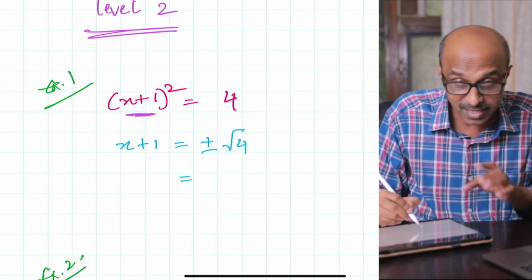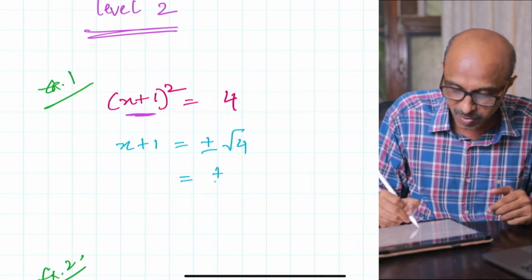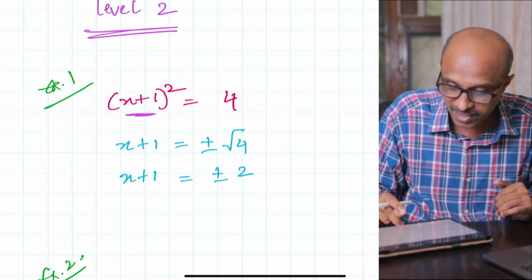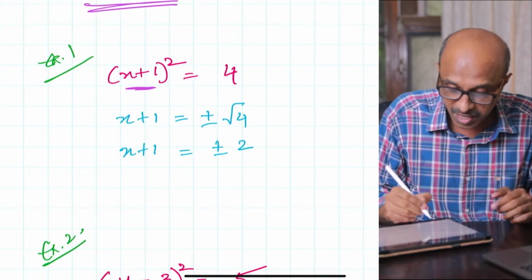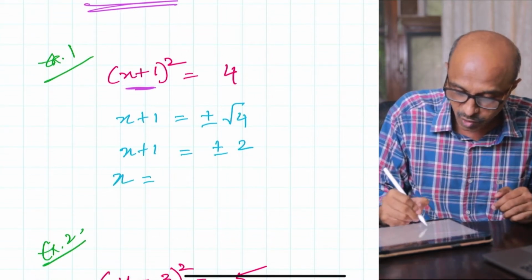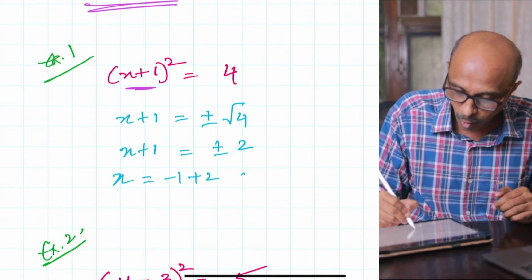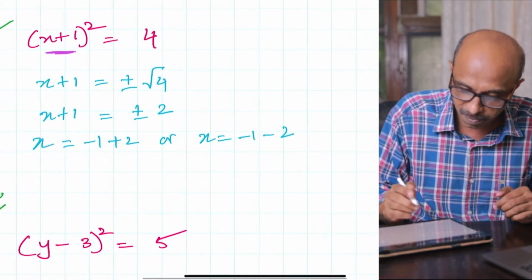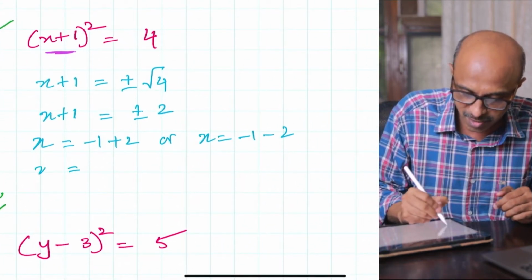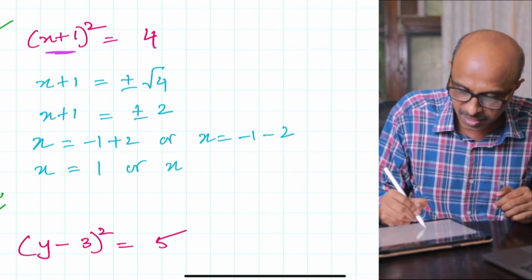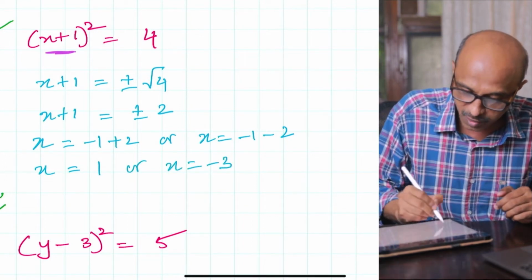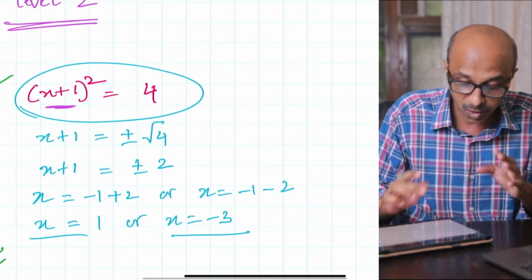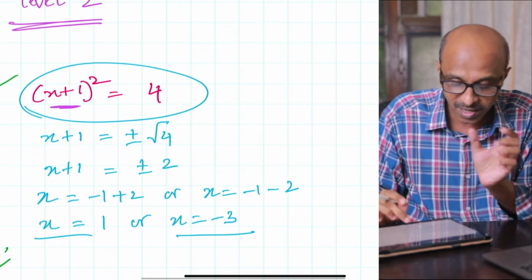Which means, the square root of 4 is a square number, a friendly number, that should be equal to plus or minus 2, which means x plus 1, that's the something we had on the left-hand side, must be equal to plus or minus 2, giving us x must be equal to negative 1 plus 2, or x is equal to negative 1 minus 2. On further simplification, that gives us x is equal to 1 or x is equal to negative 3. So those are the values of x which will satisfy this condition that x plus 1 the whole square, that something square, is equal to 4.